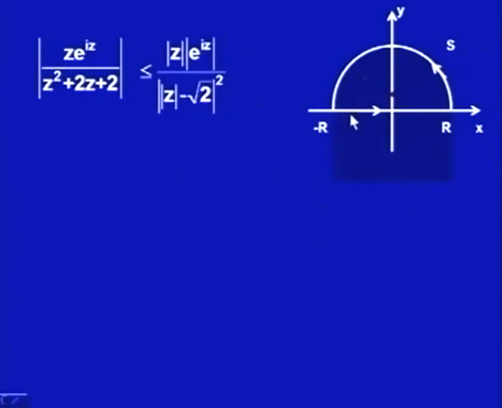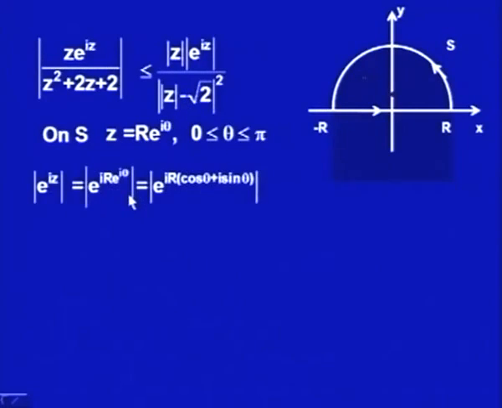On this semicircle S, we can use a parametric representation. On S, z I could write as r e to the power i theta for this fixed r, and theta ranges from 0 to pi. This is the parametric representation of my semicircle. Now, we want this bound on this semicircle only.